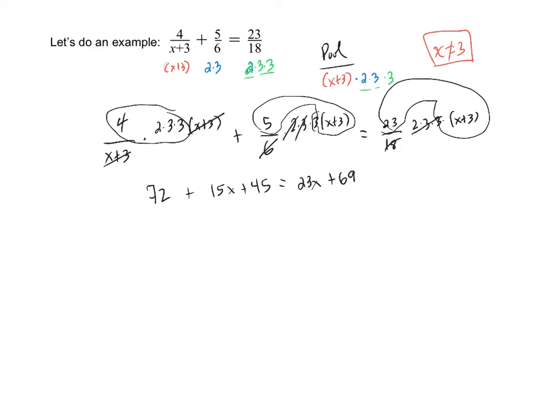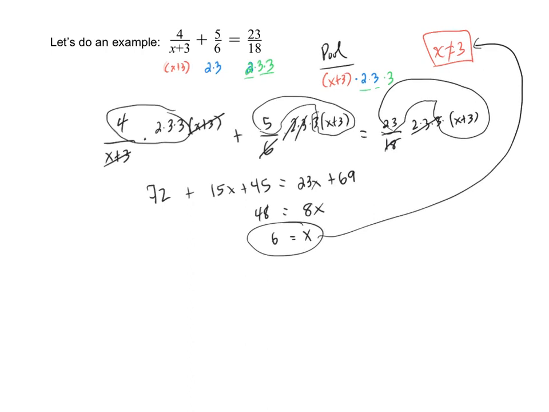Move all the x stuff to the same side. I'm going to subtract 15x from both sides. That gives me 8x. And I'm going to subtract 69 from both sides, and then combine that with the 72 and the 45, and that's going to give me 48. And I'm going to divide both sides by 8, and that gives me 6. Now, before I box this answer, I need to compare this against my excluded value. Since 6 isn't excluded, if I were to plug that 6 back in, it should absolutely work. You can check that on your calculator if you'd like. But this is my answer.